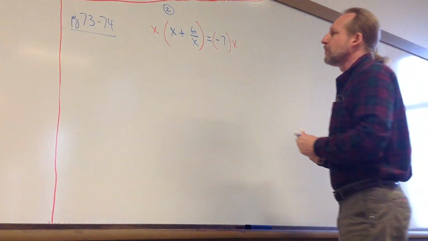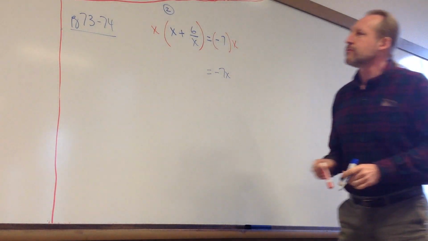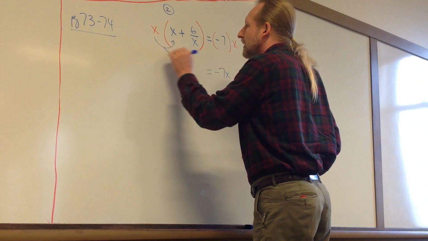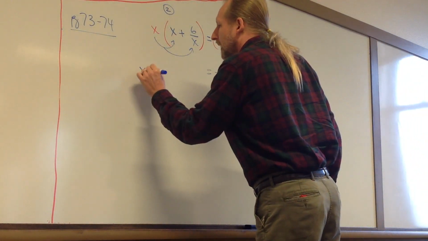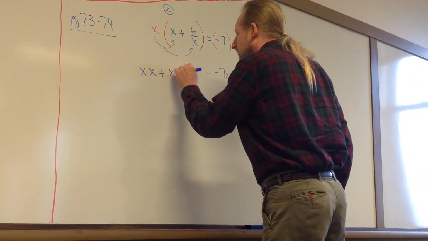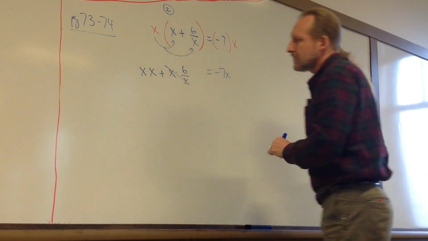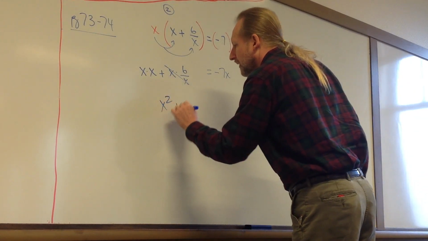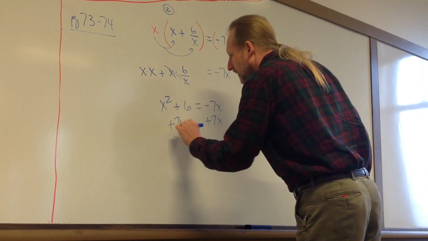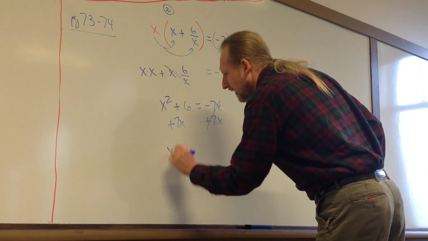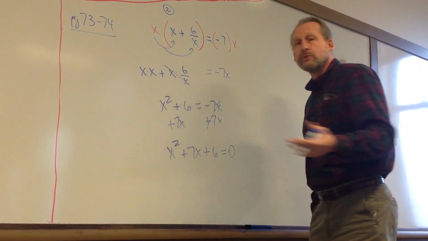Over here it's pretty straightforward. It's just negative 7 times x is negative 7x. Over here this x has to get distributed into the parentheses. So I'll write this out, x times x, and then x times 6 over x. This is just x squared. Here the x's cancel out and we get x squared plus 6 equals negative 7x. We can add the 7x over here, and that gives us x squared plus 7x plus 6 equals 0.